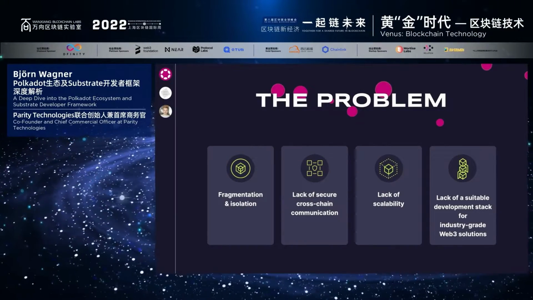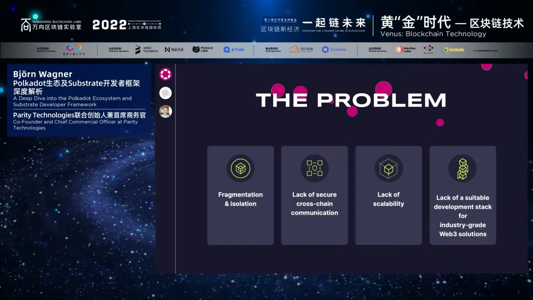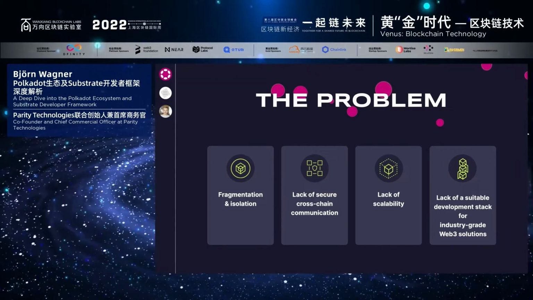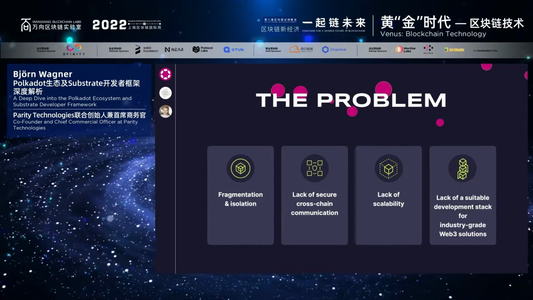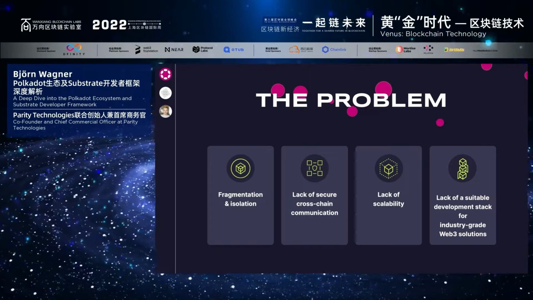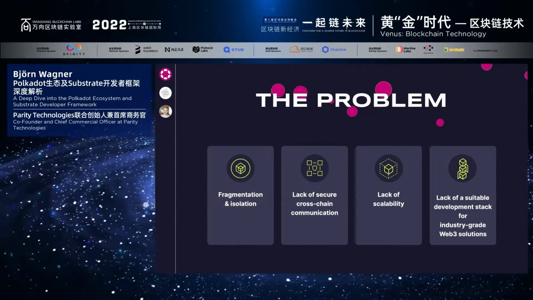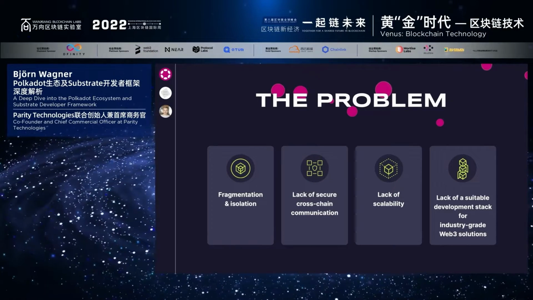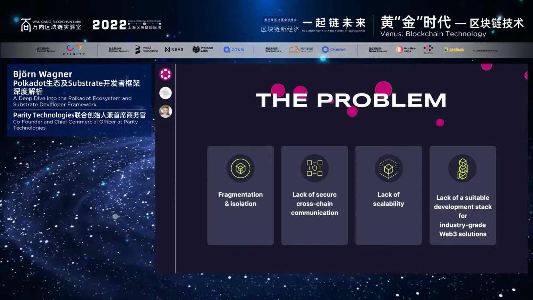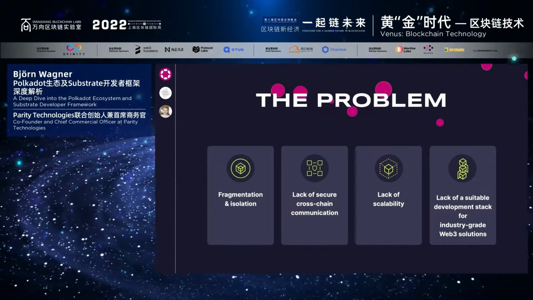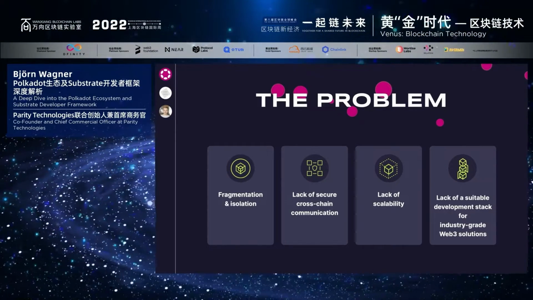Now, there are several issues the blockchain space has been struggling with. One of the main problems with today's blockchain networks is that they are fragmented and isolated. These networks are unable to communicate, fragmenting users, assets, and functionality across competing networks. We also see significant scalability issues that make the technology impractical for widespread adoption. Beyond this, until now, we have yet to see a suitable development stack for industry-grade Web3 solutions.